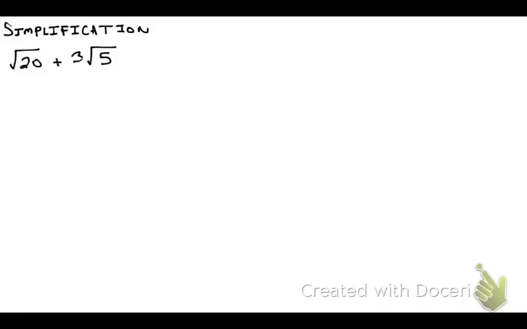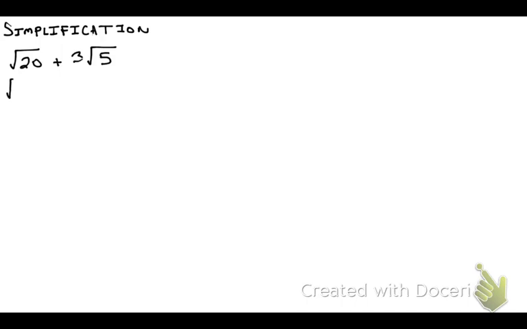Now that we're comfortable adding and subtracting square roots, we're going to add simplification. Let's look at this as an example. The square root of 20 plus 3 square root of 5. These are not like terms. They don't have the same radicand. But what's different is that the square root of 20 simplifies.